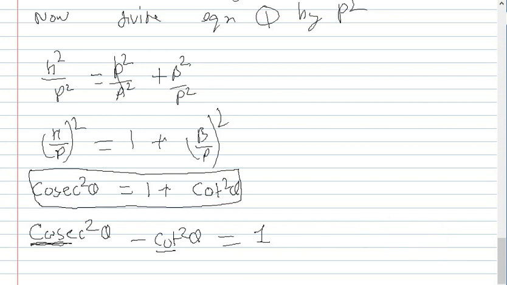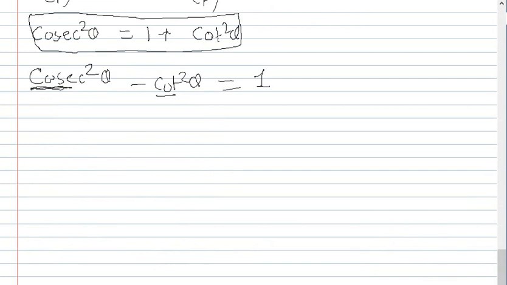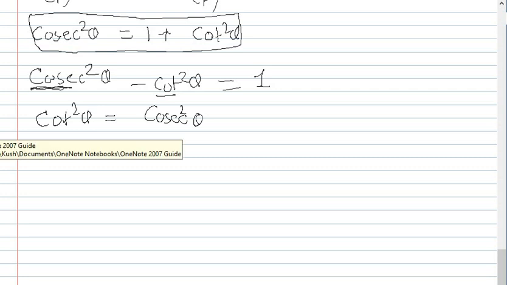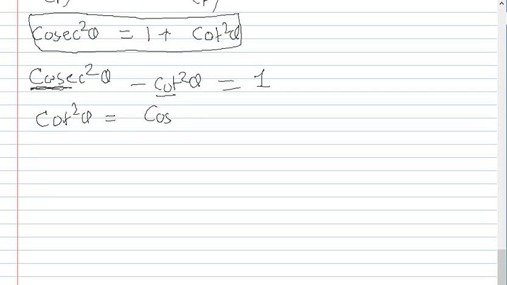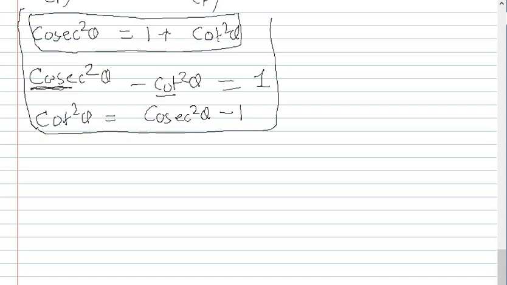Okay, and further there can be another formula. Now I can write it: cot square theta is equal to cosec square theta minus 1. So these are the three more equations. Now what is left?